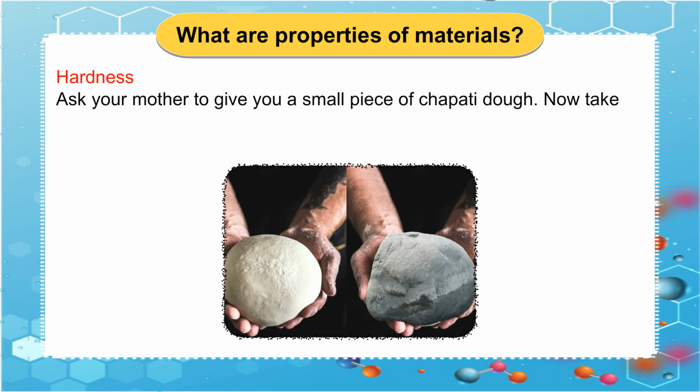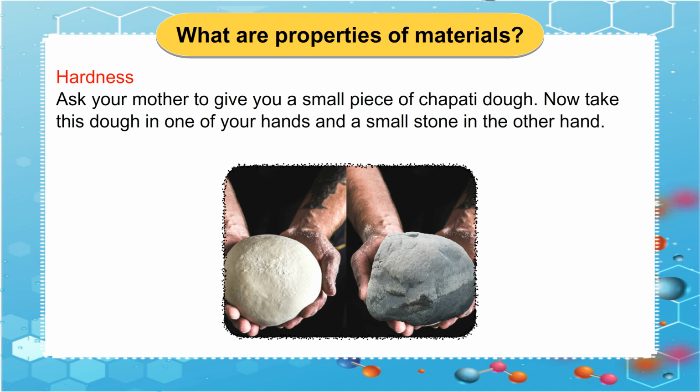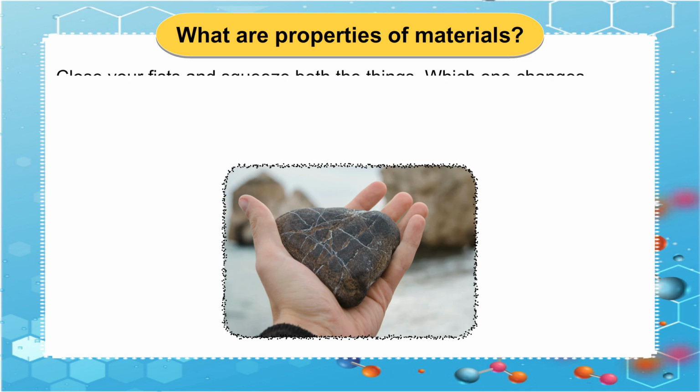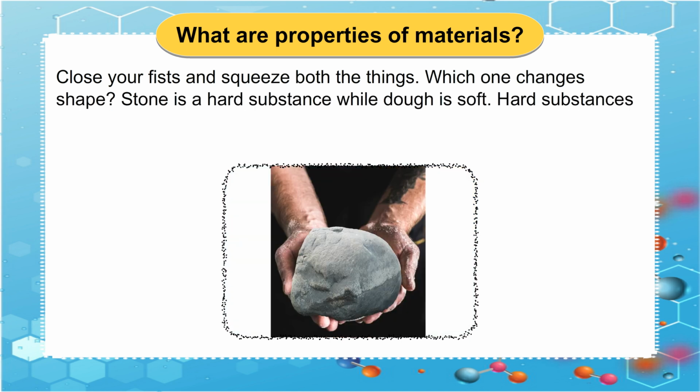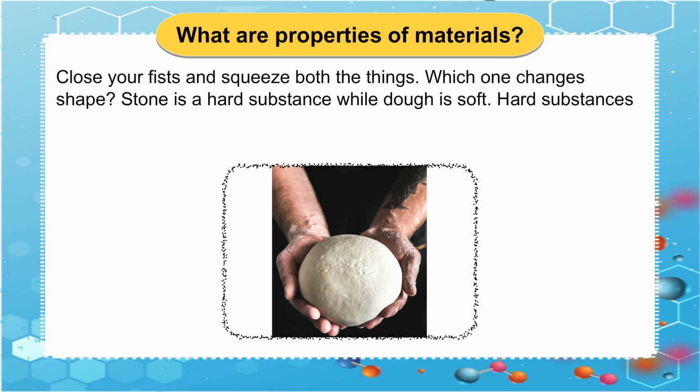Hardness. Ask your mother to give you a small piece of chapati dough. Now take this dough in one of your hands and a small stone in the other hand. Close your fists and squeeze both things. Which one changes shape? Stone is a hard substance while dough is soft.